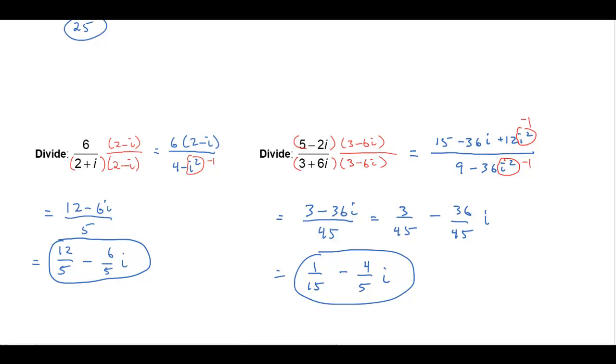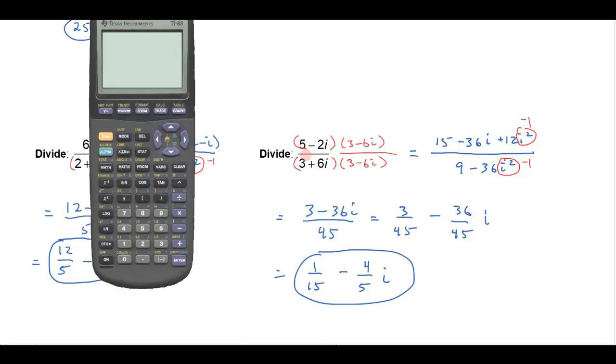Now I'd also bring to your attention that your graphing calculator, if you have one, typically is able to do these computations. On the TI-83 or 84, there is an i button right above the decimal point down here. So if I were to divide these, I'd want to be sure and use parentheses. 5 minus 2i. Okay, there's my numerator. Divide by, again, put parentheses around the whole denominator, 3 plus 6i.